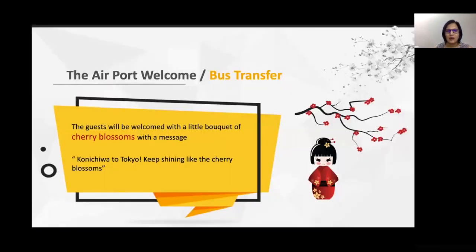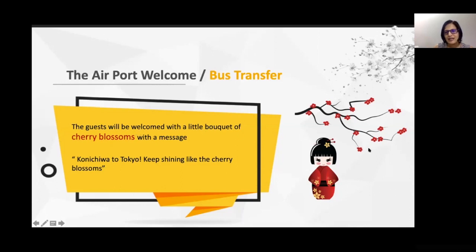Okay. Now, the journey begins from the time your guests step out of the airport. Once they are out of the airport in Japan, specifically Tokyo, because they were taken to Tokyo, there will be a bus transfer. Obviously, there will be a vehicle to take them from the airport to the hotel. So what did we do at the bus transfer?